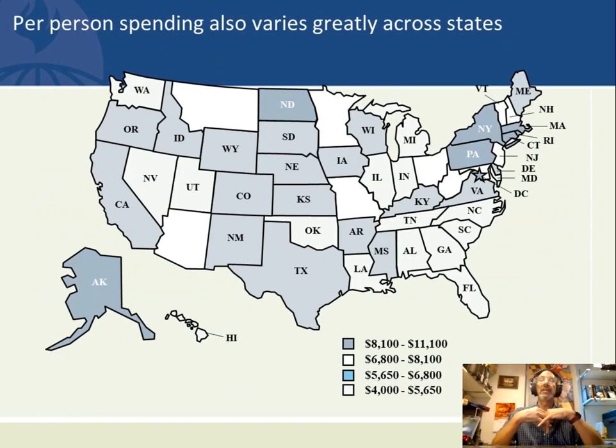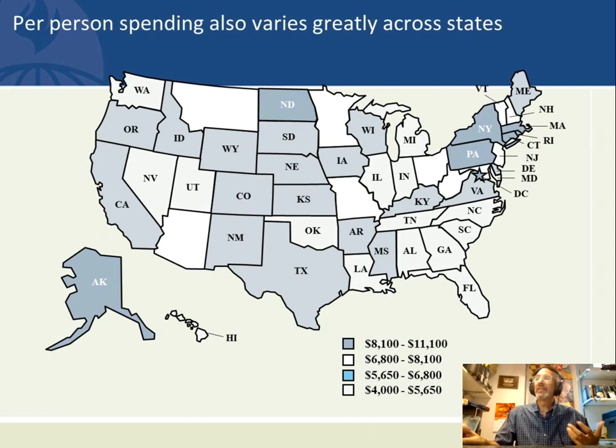These are 50 different state programs, and each state legislature gets to decide how generous to be, how many people to cover, and what income threshold qualifies you as a low-income person in that state. And that's how you set your coverage level. Some states are not so generous, and they're shown here in white, spending only $4,000 to $5,650 per person. They just don't have great coverage. These darker blue states are more generous with their Medicaid spending, between $8,000 and $11,000 per person.